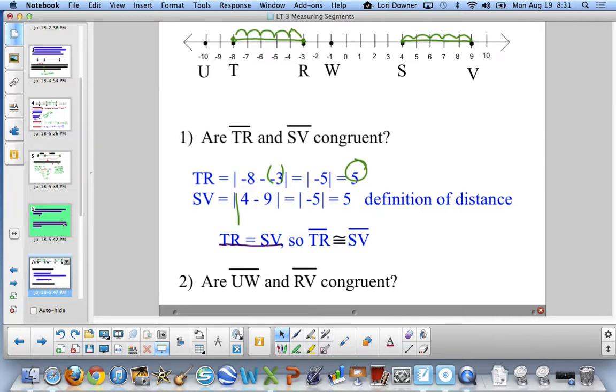Answer this question. Are UW and RV congruent? Pause, try it, and then press play when you're ready. They are not congruent. You can tell by the number line. So we say that UW is not congruent to RV.